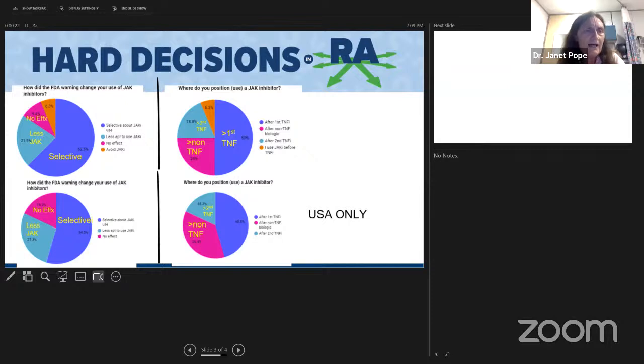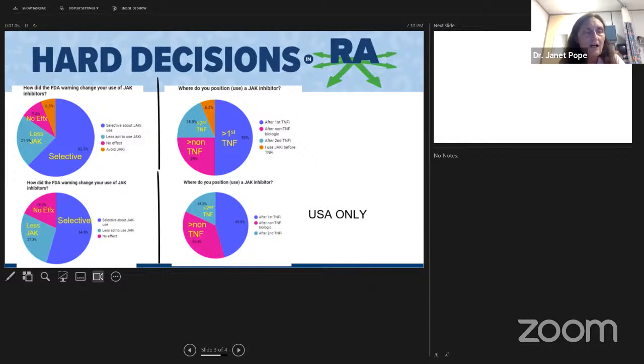If you look here, that's 60-some percent, 63%, a little bit less in the US only, interestingly, because it was an FDA US warning. But in the US, to remind people, there wasn't very good access from reimbursement, as well as FDA warnings well before ORAL Surveillance, whereas in some countries JAKs could have been positioned on equal selection with all the various drugs you had access to. Okay, less JAK. So how did the FDA warning change your use of JAK inhibitors?